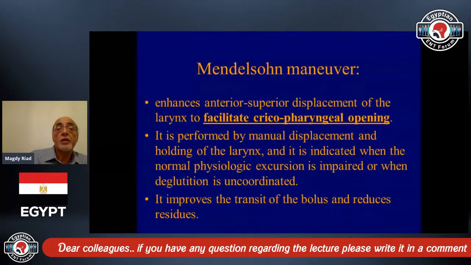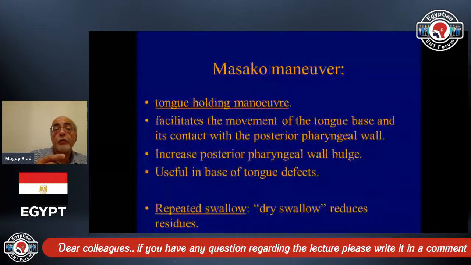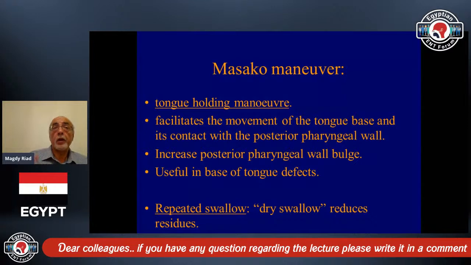Masuku maneuver is when you try to hold your tongue forward as much as you can, but comfortably through your open teeth. Hold it there, and if you pull your tongue forward enough, then you increase the bulge of the posterior pharyngeal wall and improve the pressure generated by the tongue base on the posterior pharyngeal wall.